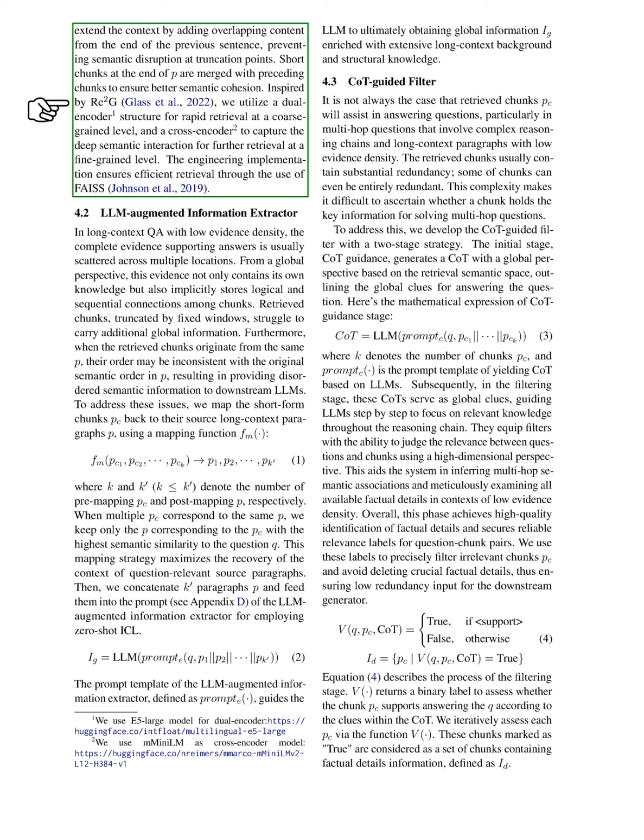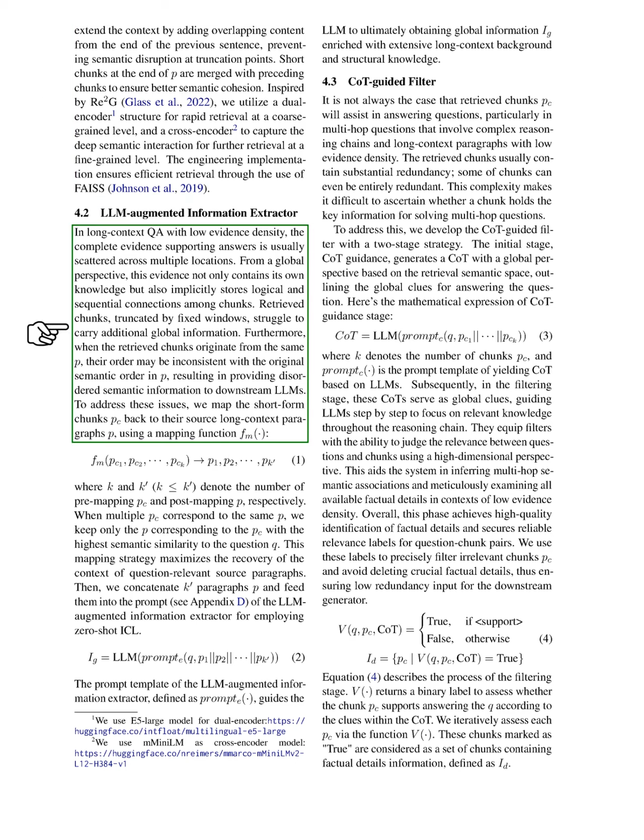Inspired by RE²G, we implement a dual encoder structure for quick retrieval at a broad level and a cross-encoder for deeper semantic interactions at a more detailed level. We ensure efficient retrieval using FAISS. Next, we address the challenge of long context question answering, where evidence is often spread out. This evidence not only contains knowledge but also shows logical connections between chunks. However, when we retrieve chunks, they may not carry enough global context, and their order might not match the original text, leading to confusion for downstream models.